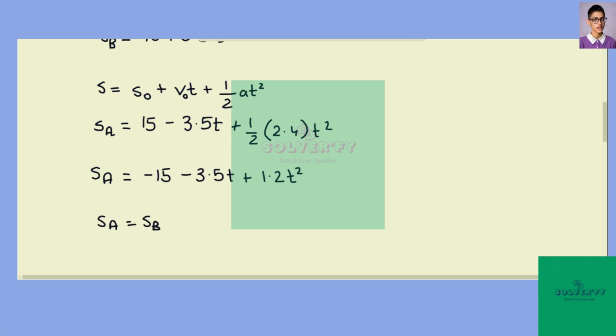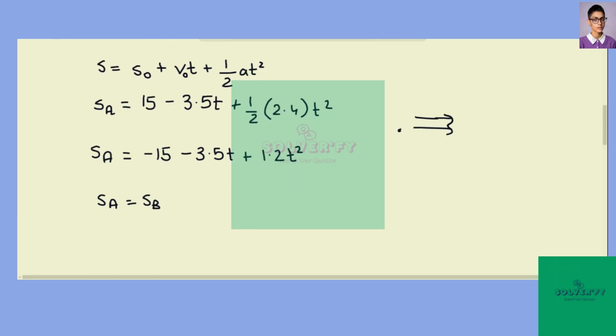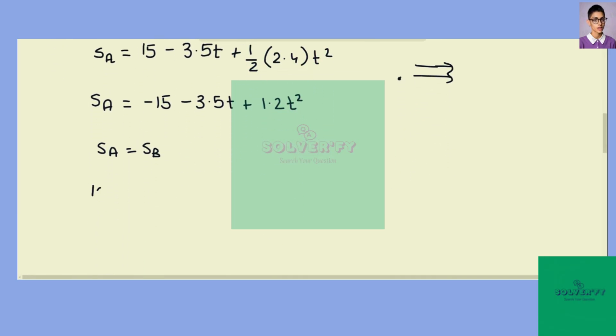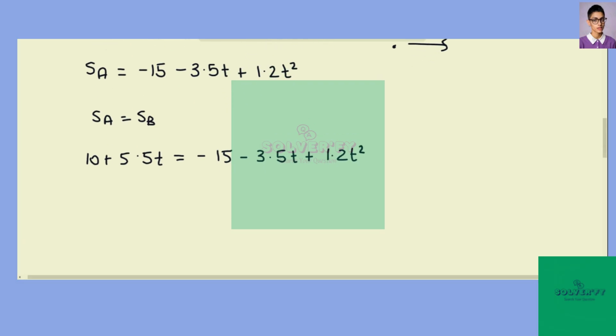Now we need to find the time at which the positions of A and B are equal, because only when their positions relative to a common origin are equal will they pass each other. So let's find that. That's 10 plus 5.5t is equal to 15 minus 3.5t plus 1.2t squared. And that gives us 0 is equal to negative 25 minus 9t plus 1.2t squared.